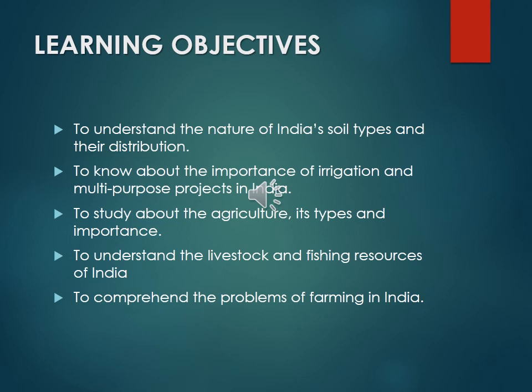Then to study agriculture, its types and importance: the different types of agriculture practiced in India, and also the different types of crops cultivated in India. Food crops and cash crops you already learned in your lower classes, and you will learn about that also. Then to understand the livestock and fishing resources of India. Apart from agriculture, planting trees, rearing of animals and fishing are also related to agriculture. They are also primary workers.